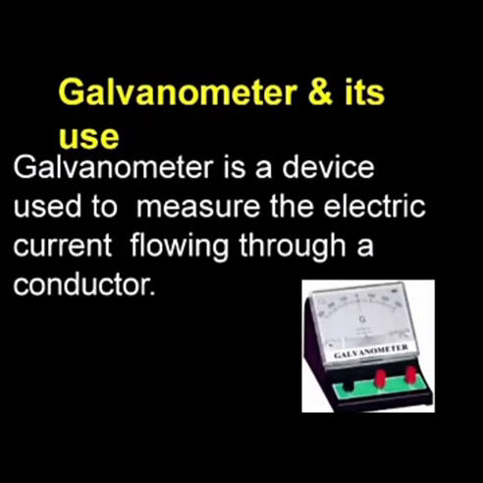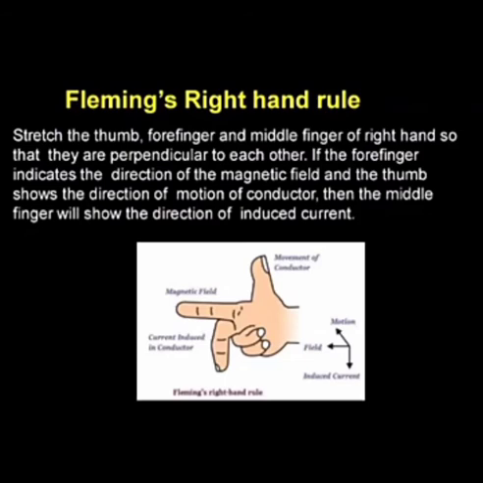Galvanometer and its use. Galvanometer is a device used to measure the electric current flowing through a conductor. Stretch the thumb, forefinger and middle finger of the right hand so that they are perpendicular to each other. If the forefinger indicates the direction of the magnetic field and the thumb shows the direction of the motion of the conductor, then the middle finger will show the direction of the induced current.